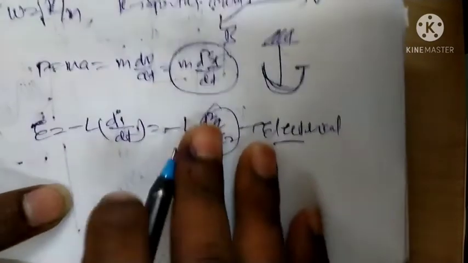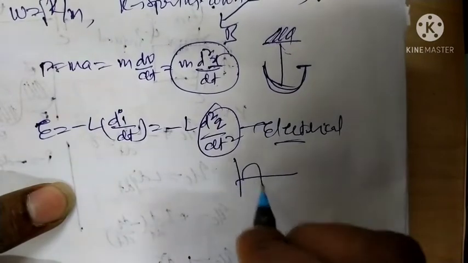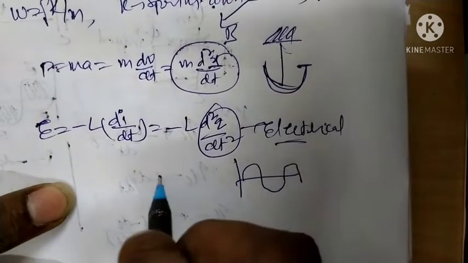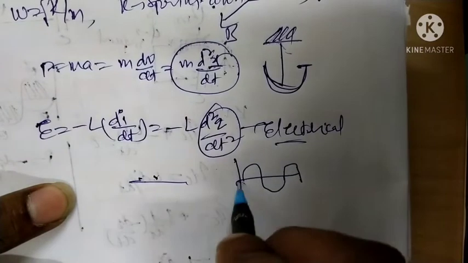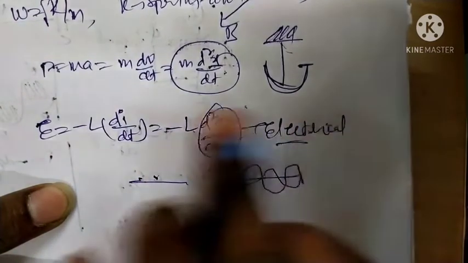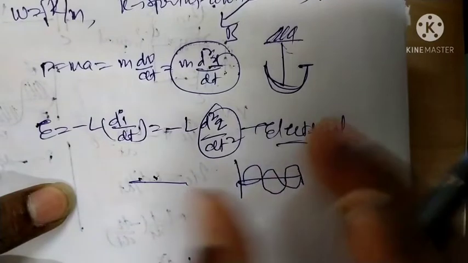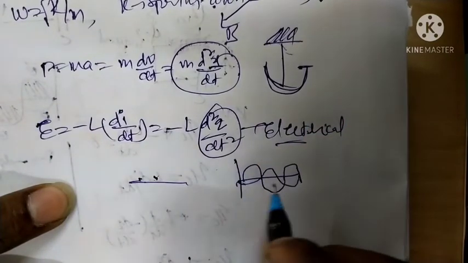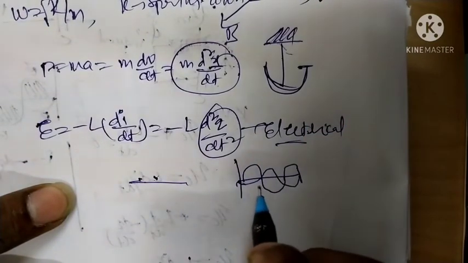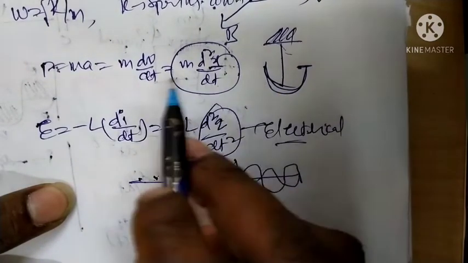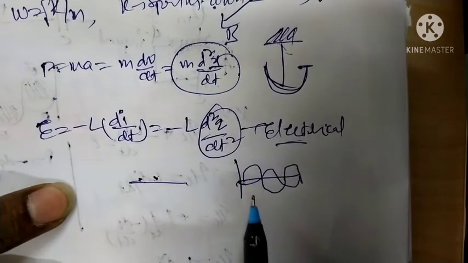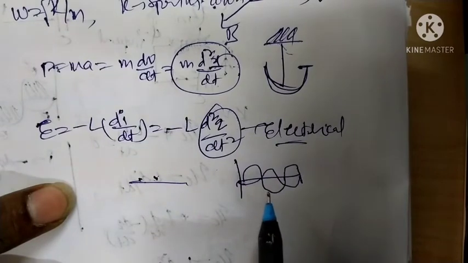This is displacement, with a wave nature like this, or stretching like this, a vibration wave nature. This is the alternating current. In the presence of alternating current, displacement will occur in the mechanical case. This is the electrical case. These two equations can be compared.